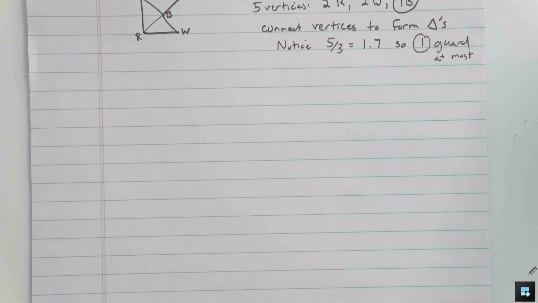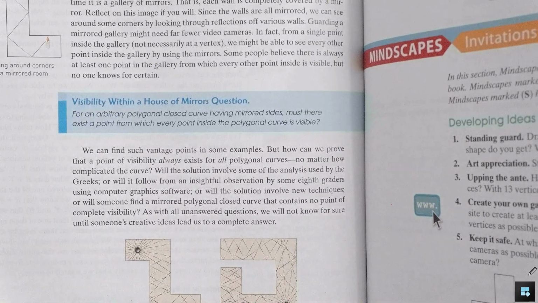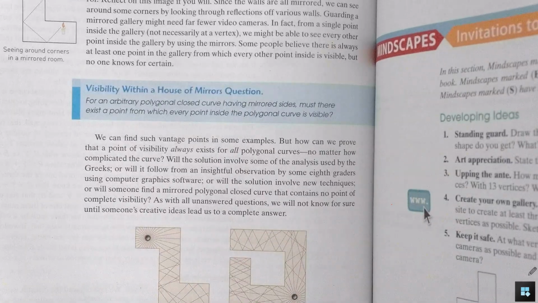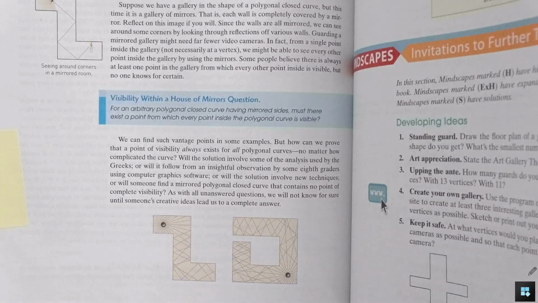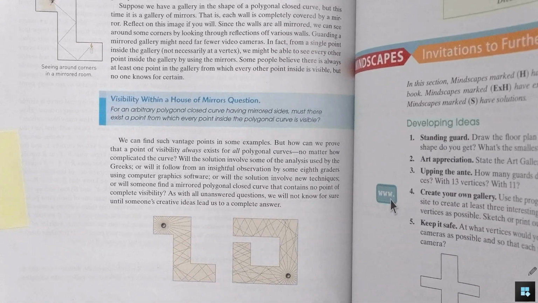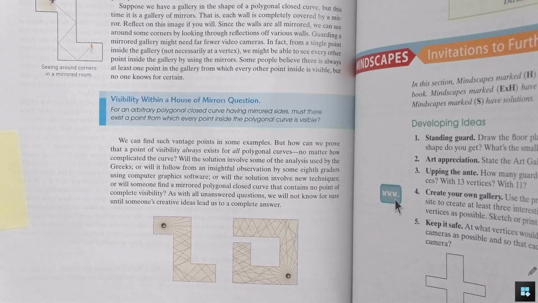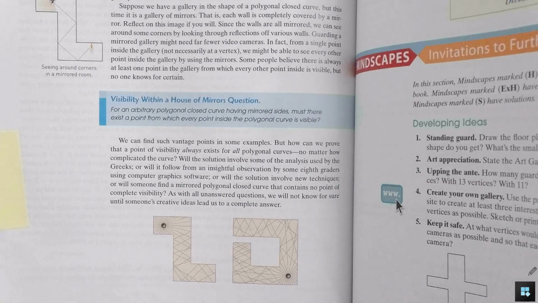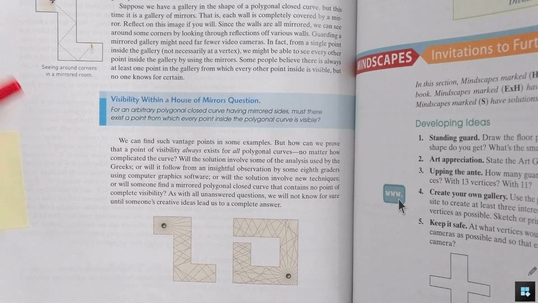So if you are interested in geometry, you might want to look at the variation on the art gallery theorem that has to do with all your walls being mirrored. So the visibility within a house of mirrors question is in your textbook. For an arbitrary polygonal closed curve having mirrored sides, must there exist a point from which every point inside the polygon curve is visible? So we can see a point here that works.